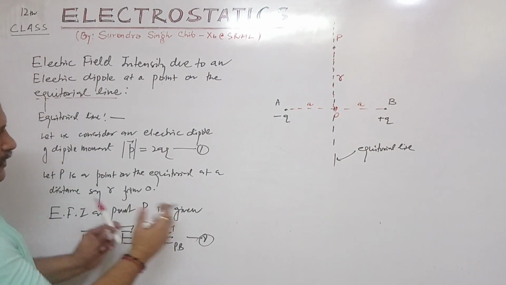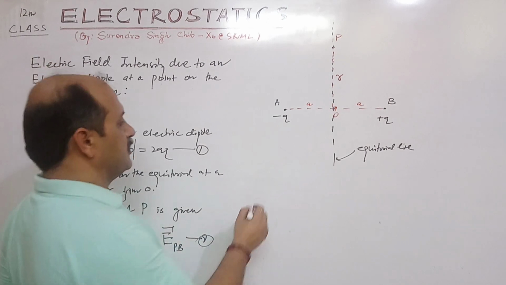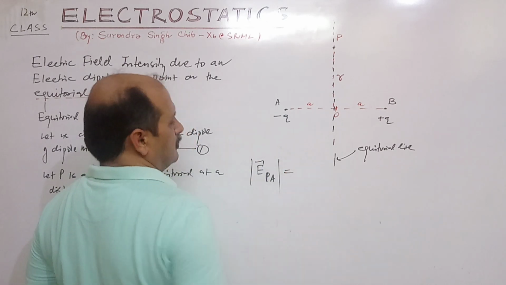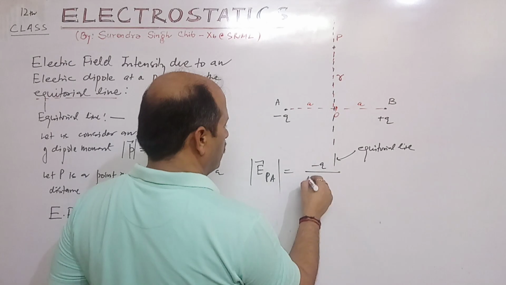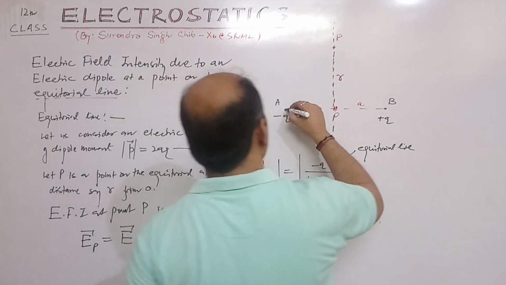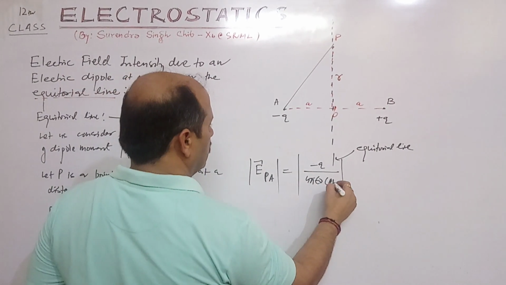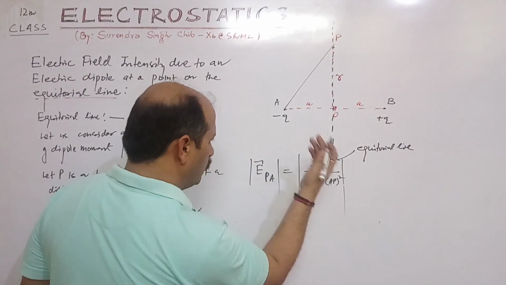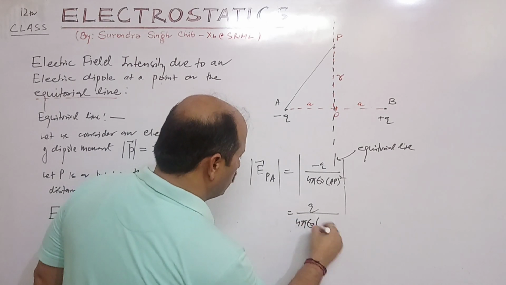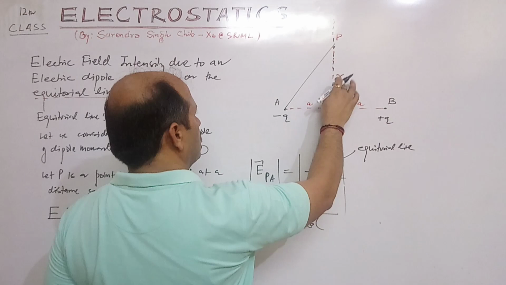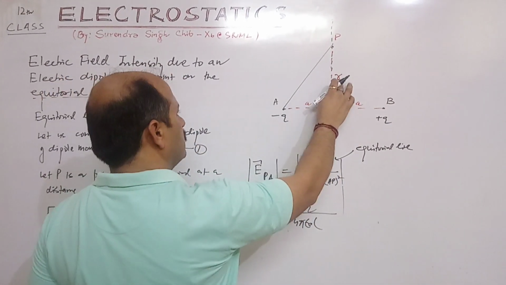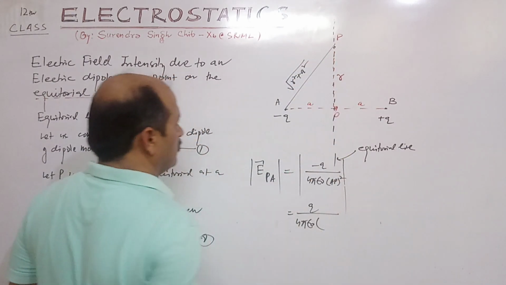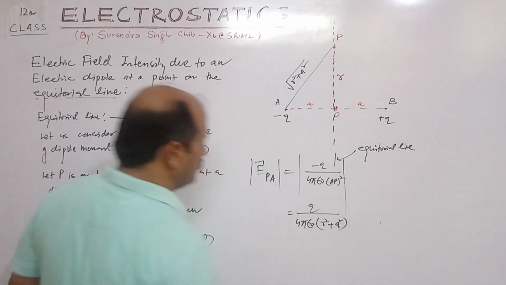But when we find it, we will take the magnitude. So, let's find the electric field intensity at point P because of A, its mod. It is minus q upon 4 pi epsilon naught, and this distance AP whole square. Opening the mod, we get q upon 4 pi epsilon naught. What is AP? This is a, this is r. AP is under root r square plus a square. And AP square will be r square plus a square, using Pythagoras theorem.